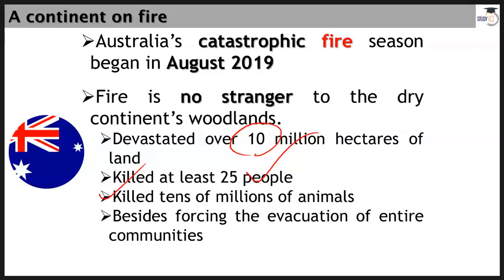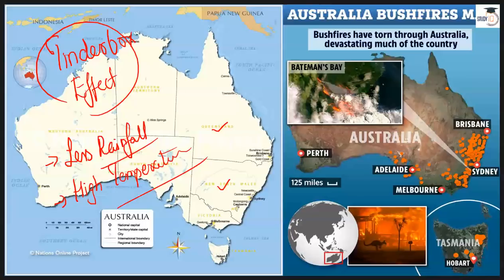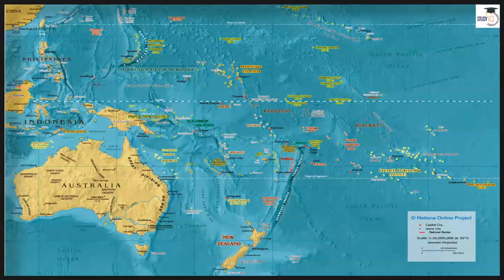This fire started somewhere in August 2019, and nearly when you hit August in Australia, you start seeing sunny days. And at present, this summer is at its peak. So things are not going to stop here, right? I do pray for Australia, but practically and geographically speaking, it's going to take a bit more time.